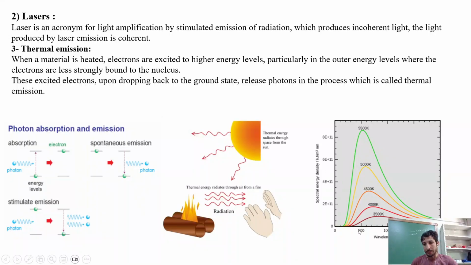For example, here in the y-axis we have the spectral energy density, and in the x-axis we have the wavelength.